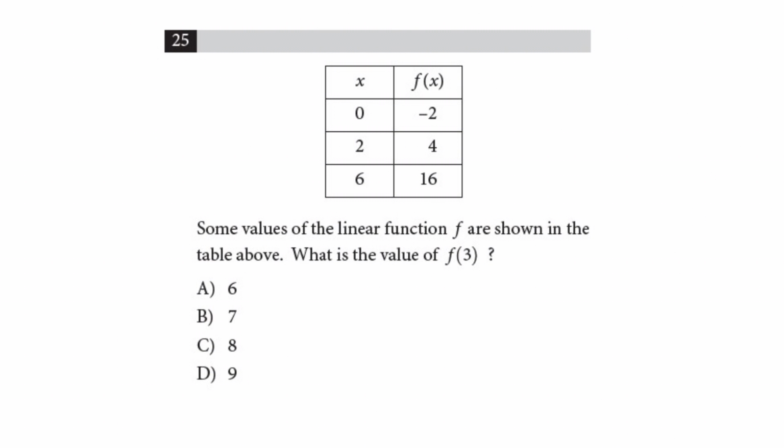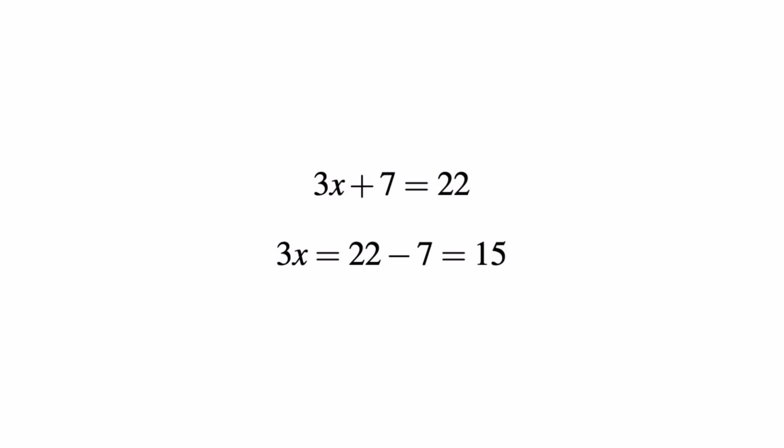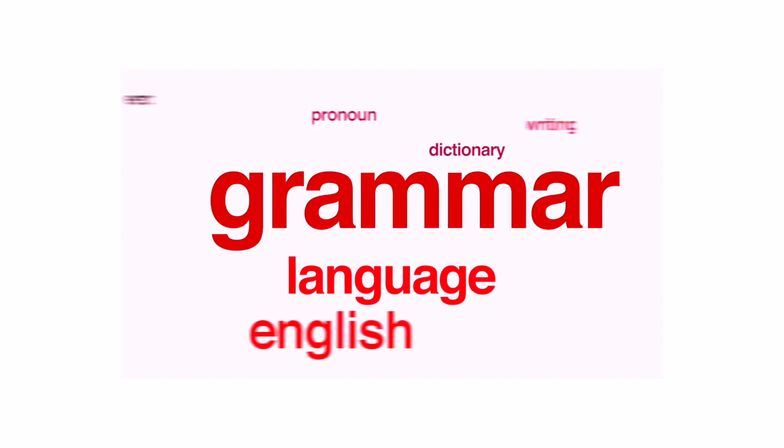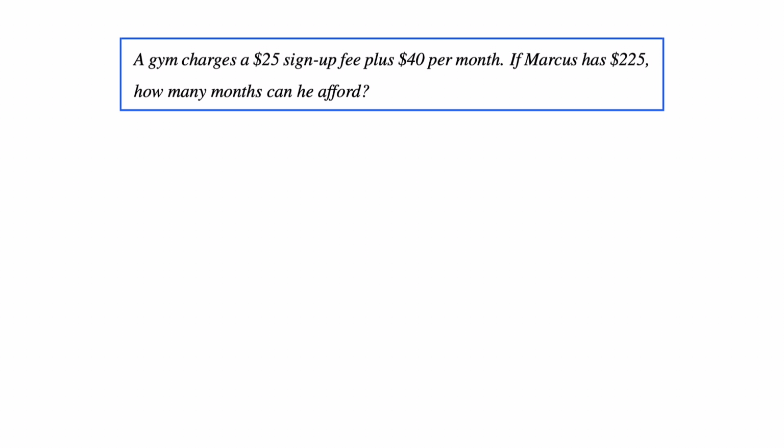You need to be able to solve for x in any equation like 3x + 7 = 22. Subtract 7, divide by 3, done. But the SAT won't just hand it to you that cleanly. They love wrapping simple algebra inside word problems. Something like, a gym charges a $25 sign-up fee plus $40 per month. If Marcus has $225, how many months can he afford?